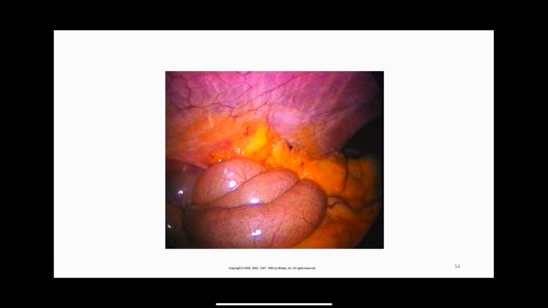This is a picture of the inside of the abdomen, and you can see we've got our fat stores associated with the mesentery, blood vessels throughout, and we can see the small intestine here.